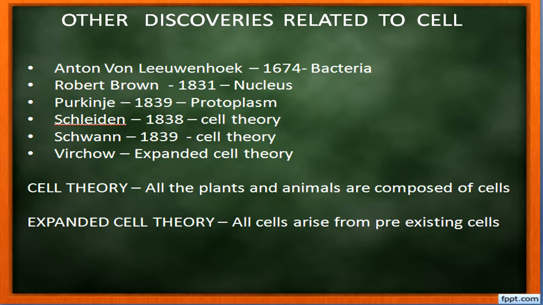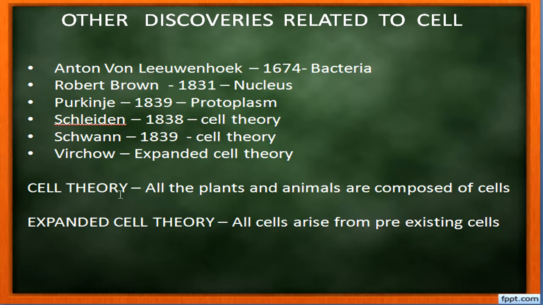If you take the other related discoveries, Anton von Leeuwenhoek in the year 1674 discovered bacteria. Robert Brown in the year 1831 discovered the nucleus. Purkinje in 1839 discovered protoplasm. Schleiden and Schwann, two persons, proposed the cell theory. That is, Schleiden in 1838 and Schwann in 1839 proposed the cell theory.